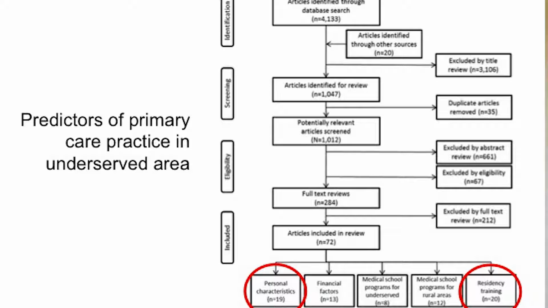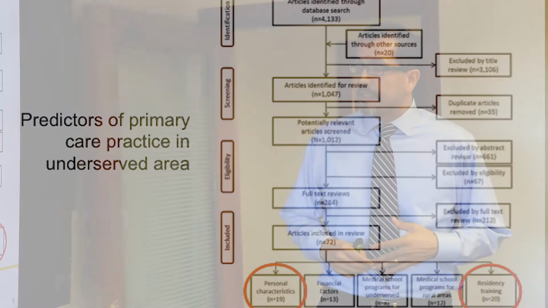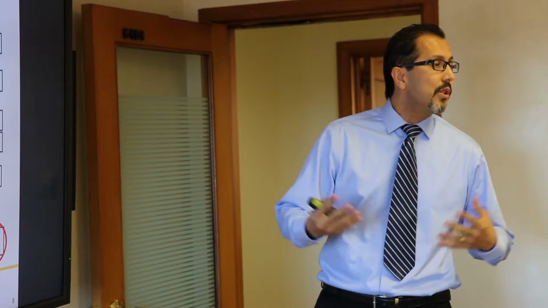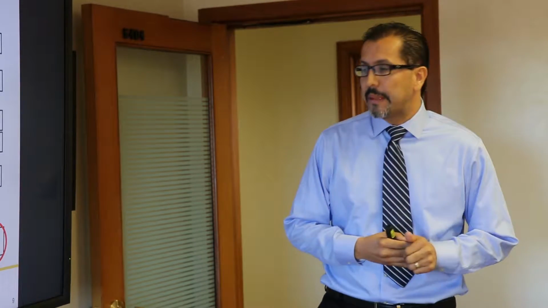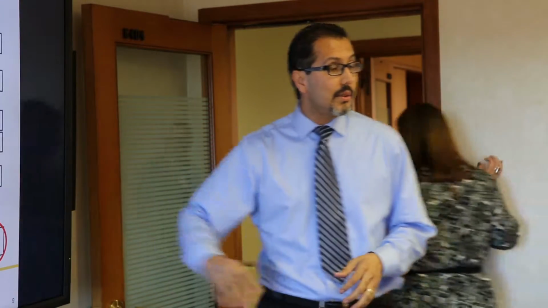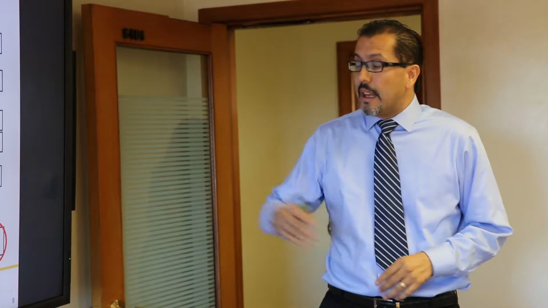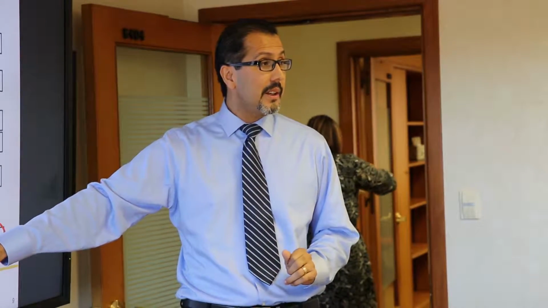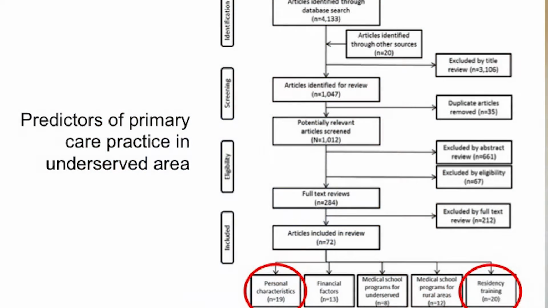I circled here, and apologize for the small font, that the studies fell into 5 different buckets. One is personal or intrinsic characteristics: things intrinsic to a person, their race, ethnicity, where they grew up, rural or inner city, etc. That literature is very strong, with 19 studies showing positive associations. Then there are the financial factors, which I think need to be redone with Obamacare and the changing of our healthcare system. That's a wide open area of research that I think we need to tackle next.